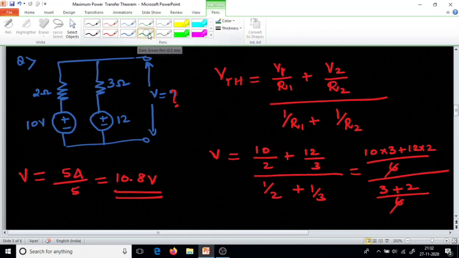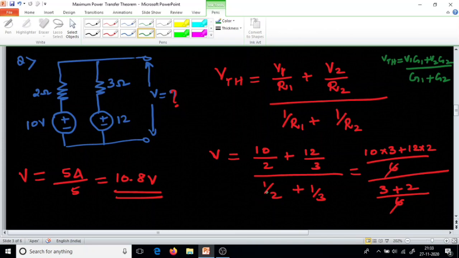See, if you look here, this is the easy form to remember. Or else we can write VTH equal to V1 G1 plus V2 G2. That's the conductance form, which we can also write. The denominator, what will it be? G1 plus G2. We can write it in the form of conductance also.